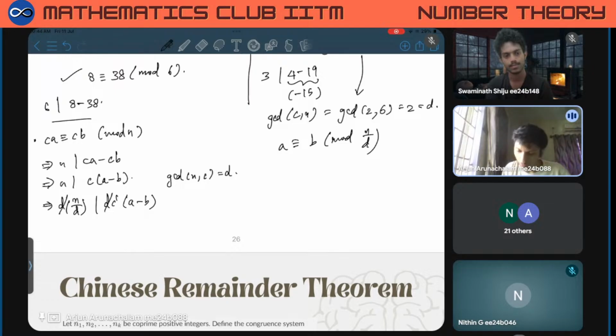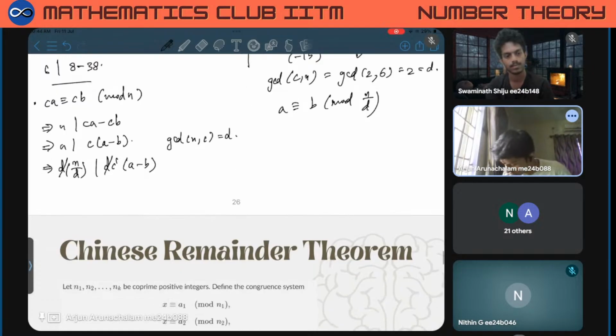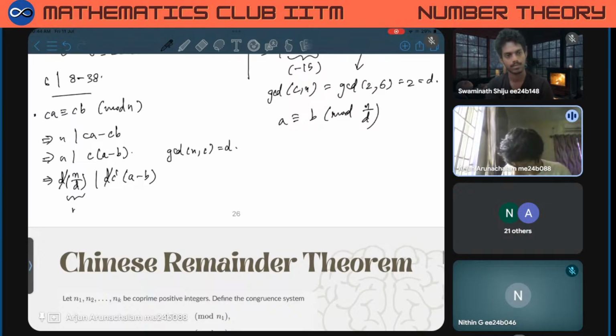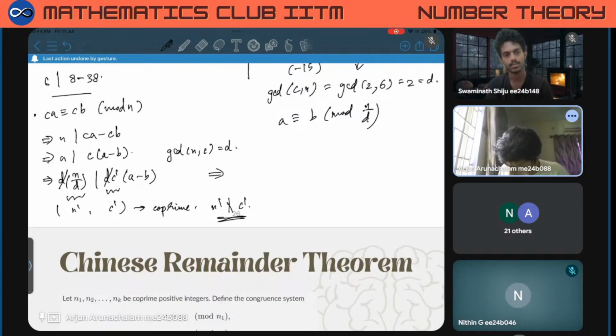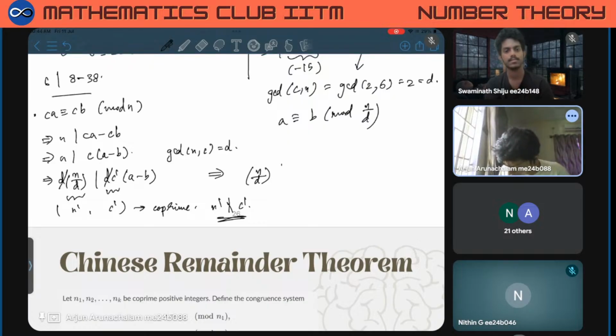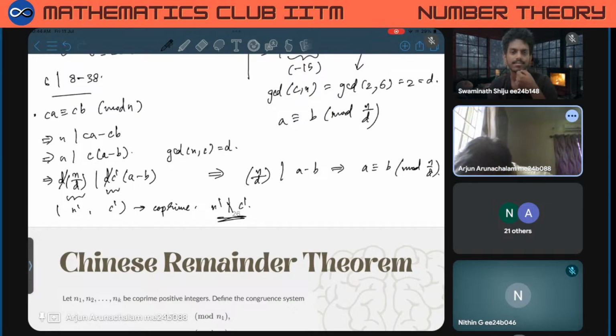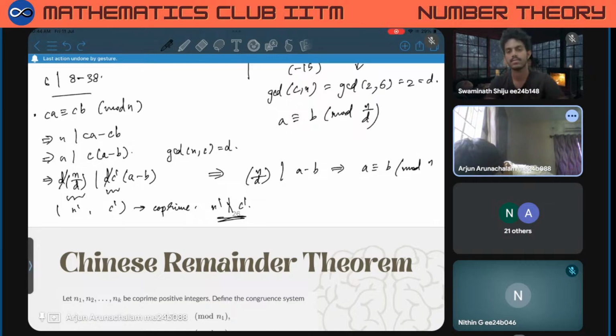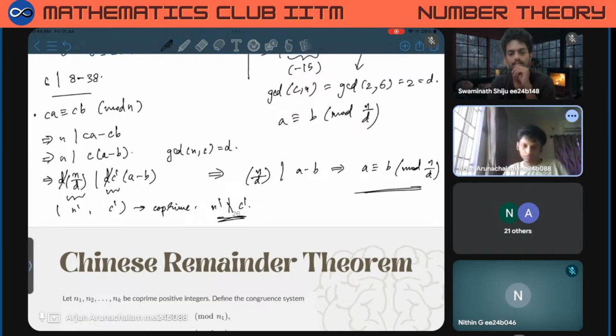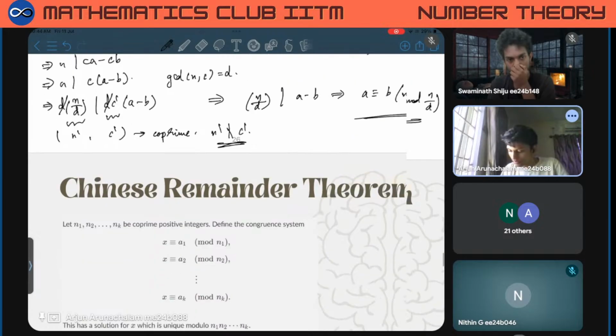You can just cancel out this d because it contributes in both of them, right? And also note that this is essentially n dash and this is c dash. n dash and c dash are co-prime, right? So clearly n dash doesn't divide c dash. It just doesn't divide. So you get that n by d should divide a minus b. And what this means is that a is congruent to b mod n by d. Yeah, so that's how you prove this.